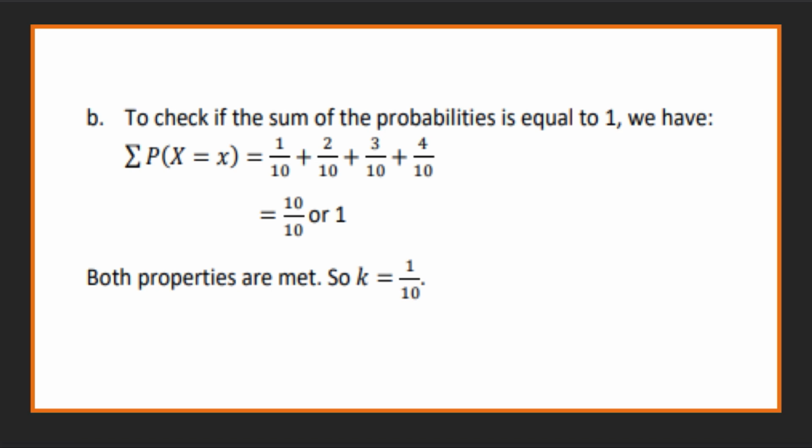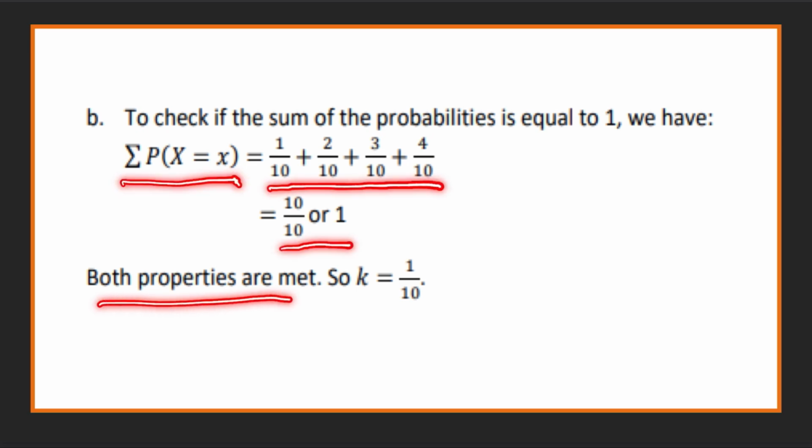Now, for property B, to check if the sum of the probabilities is equal to 1, we have the summation of the probability of X equal to x, which is equal to 1 over 10 plus 2 over 10 plus 3 over 10 plus 4 over 10. That is equal to 10 over 10 or 1. So, both properties are met. So, k is equal to 1 over 10.